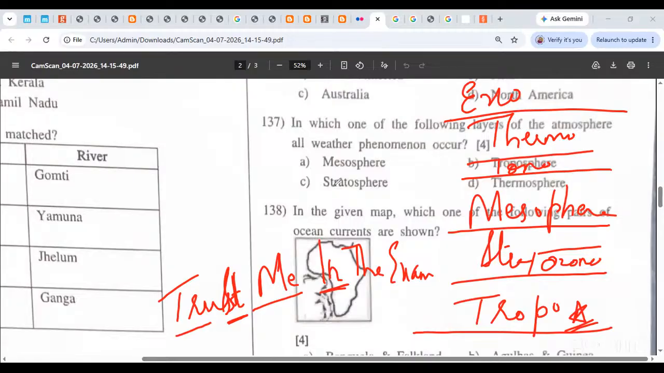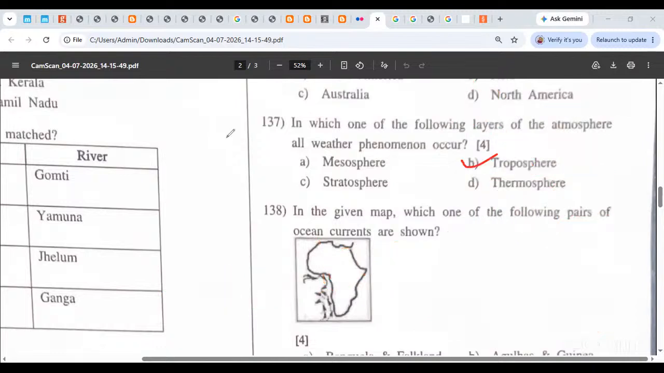You will see auroras happening in this particular layer, and also various satellites will orbit in this layer. This is the height at which most satellites orbit. Even the ISS is orbiting in this particular layer. And then the exosphere lies way outside it, with very little density, absolutely no density at all. So looking at all these layers, your answer here is obviously troposphere, where all the weather phenomena come.